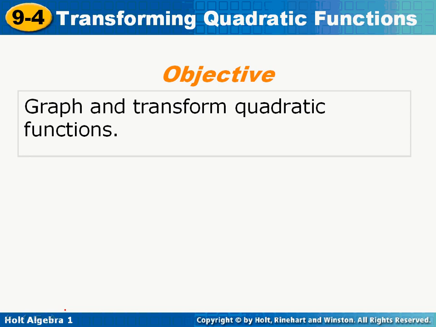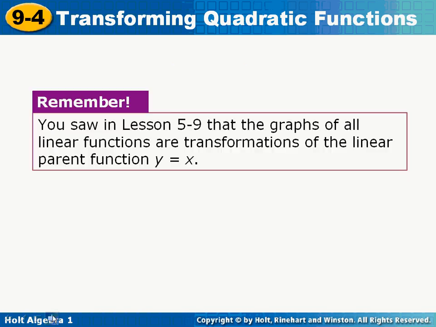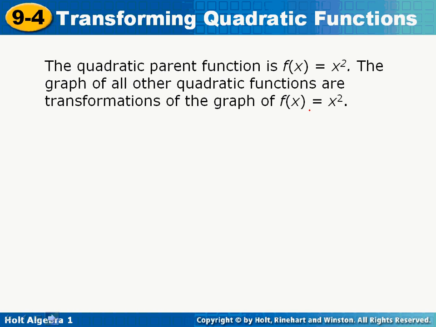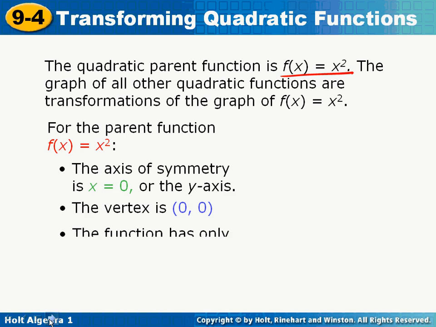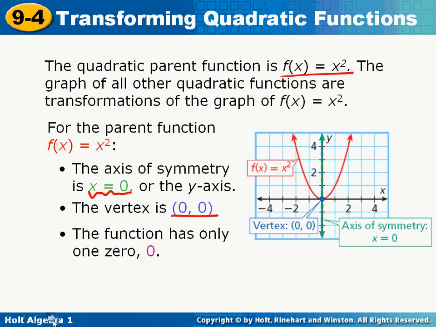We are now going to graph and transform quadratic functions. Remember that y equals x is the linear parent function. Well, the quadratic parent function is y equals x squared. Okay, there we go. There it is. And we're going to shift it up and down and left and right. So for the parent function, the axis of symmetry is x equals 0, or the y-axis. The vertex is (0, 0), and the function only has one zero because it only crosses the axis one time.